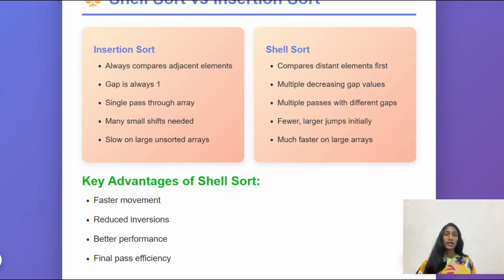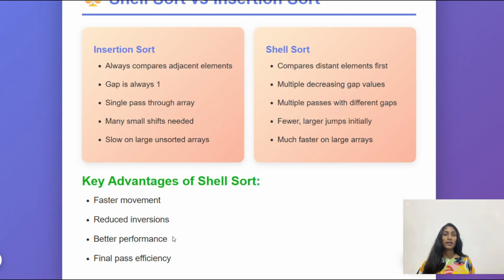Now, let's look at the key advantages of shell sort. First, faster movements. Elements can jump across the array in fewer operations instead of moving one step at a time. Second, reduced inversion. Large gaps remove many out of order elements very quickly. Third, better performance. Shell sort works significantly faster on medium to large datasets.